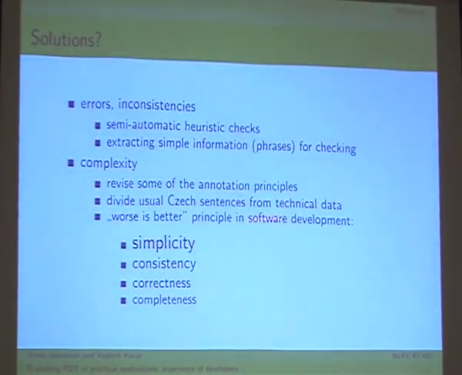So that means that simplicity is the best value for you. Whatever you do, it must be simple. Then, if it's simple, it must be consistent. Then it must be correct. And just in case all these three are okay, then you might try to make it complete. So this is really just a start of the discussion.